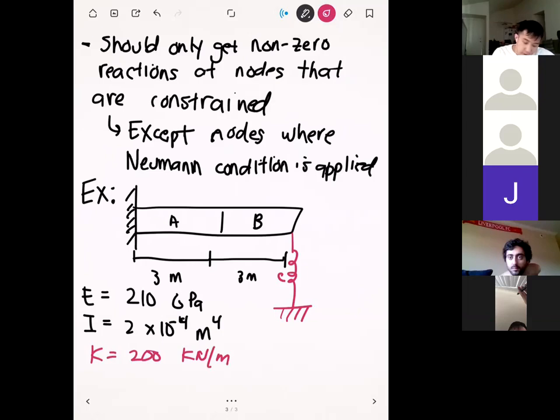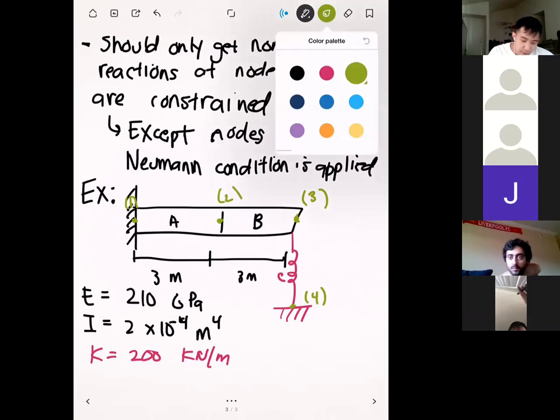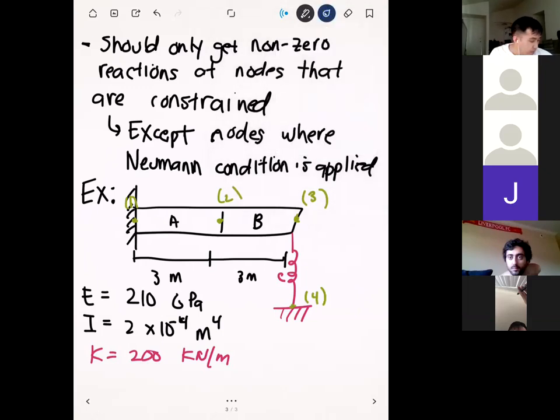Right. And so let's label the nodes. Let's call this guy node 1, we'll call this guy node 2, we'll call this guy node 3, and then we'll call this guy node 4. Okay, we've got the watermelon color scheme coming on right now. And then to force this system, we have a downward force of 50 kilonewtons, and that's going to be applied here. So we have P equals 50 kilonewtons.